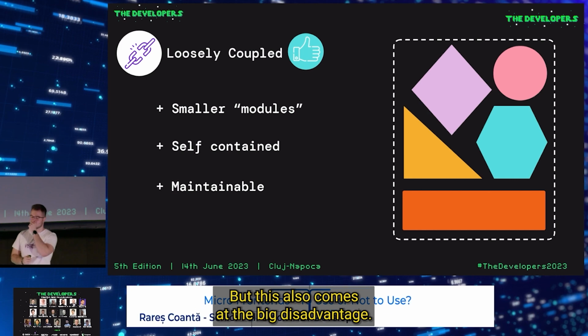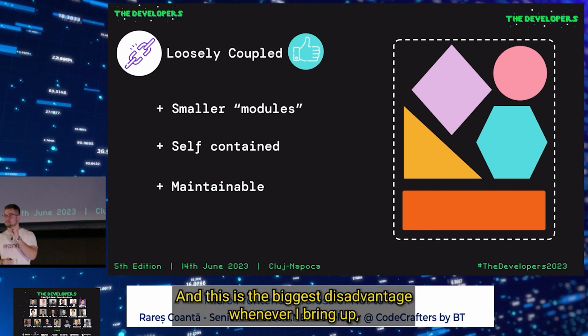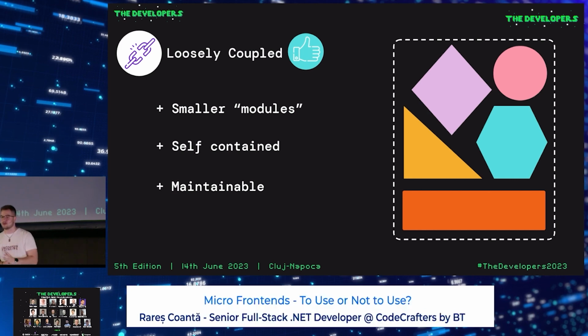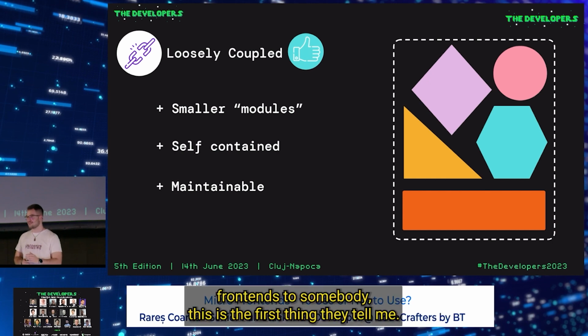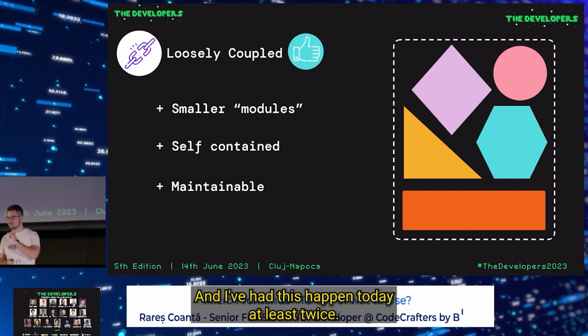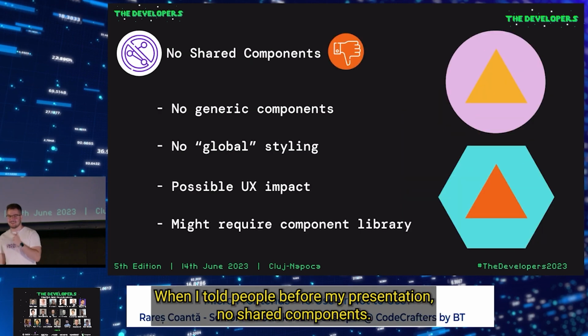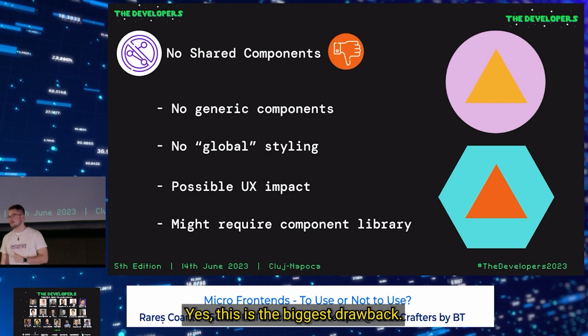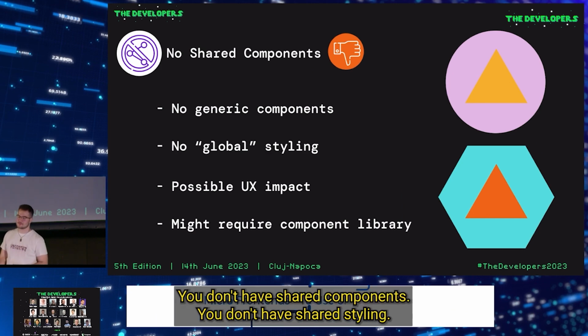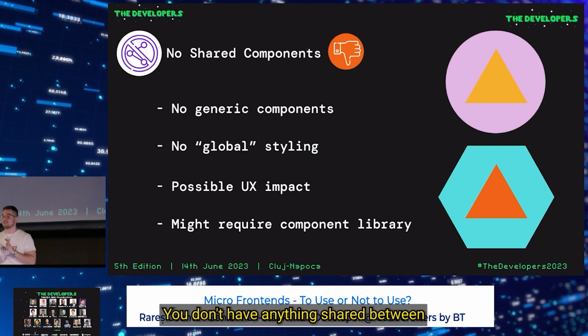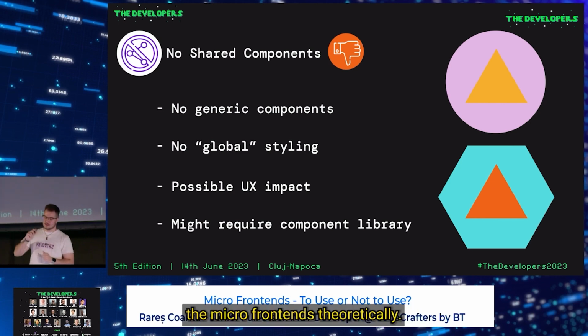But this also comes with a big disadvantage, and this is the biggest disadvantage. Whenever I bring up micro frontends to somebody, this is the first thing they tell me, and I've had this happen today at least twice when I told people about my presentation. No shared components. Yes, this is the biggest drawback. You don't have shared components, you don't have shared styling, you don't have anything shared between the micro frontends, theoretically.